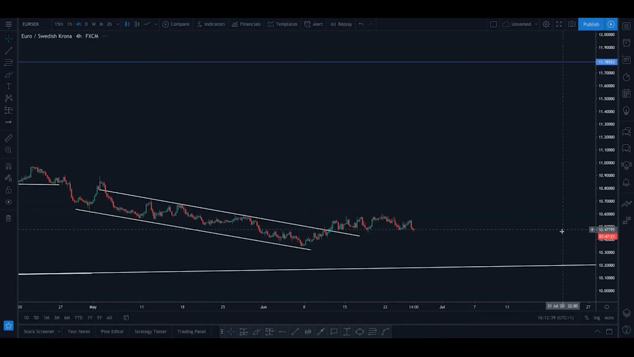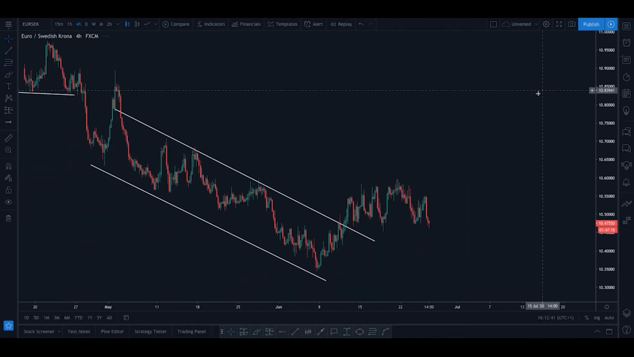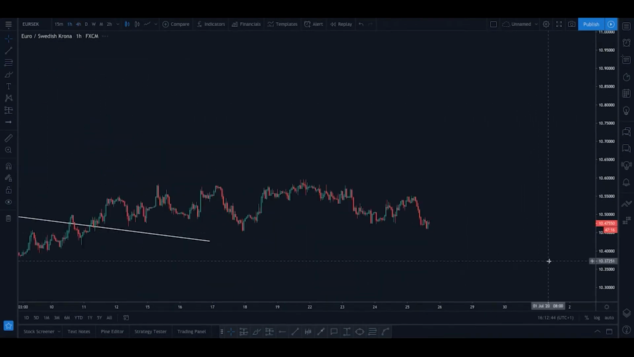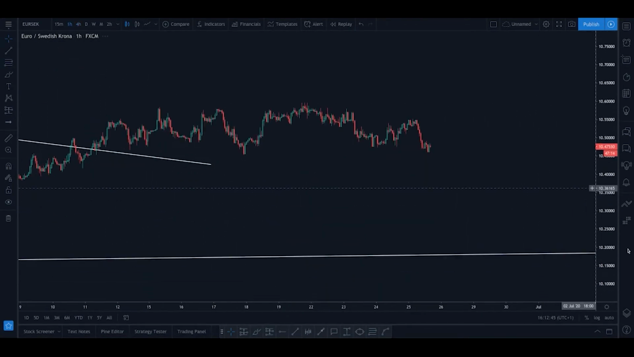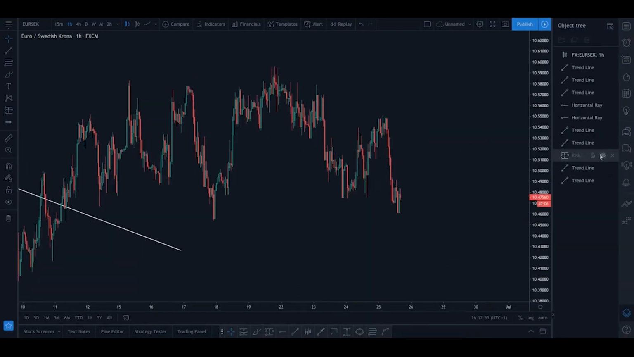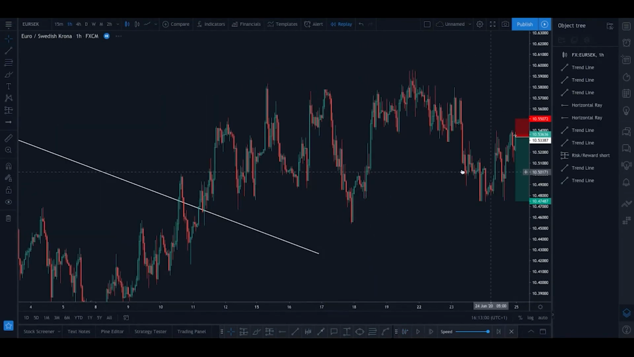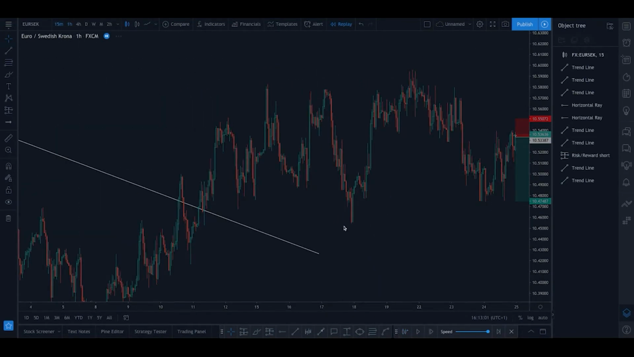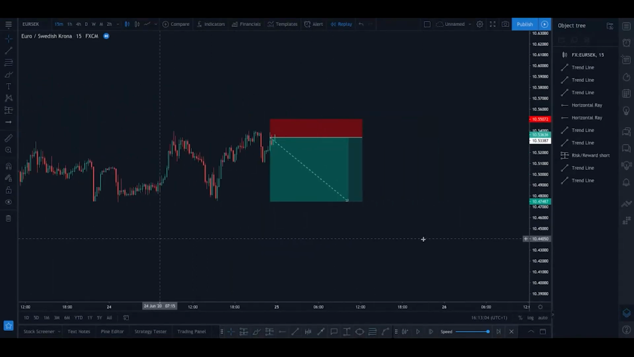Now, in terms of the actual trade which we took, I'm going to go to the hourly chart, and what I'm going to do is go into the object tree, make this visible, and then I'm going to go into replay mode, and take us back here and head to the 15-minute time frame where we took the trade.